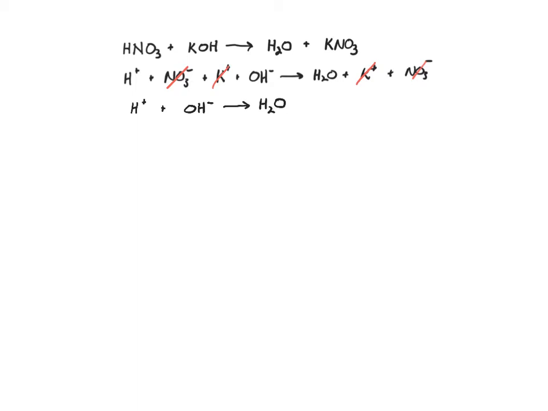Now, if you think about it, it doesn't matter what strong acid I started off with, because every strong acid is going to completely dissociate to produce protons in solution. The same thing goes for hydroxide. Any strong base is going to produce hydroxide. So what this is telling us is that any reaction of a strong acid with a strong base is going to behave just like this net ionic equation that we're looking at right now.